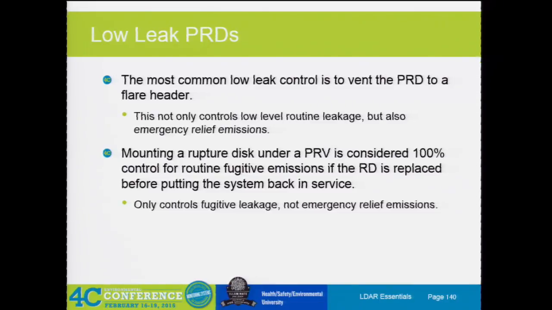So the most common low leak control is to vent the PRV to the flare header, or mounting a rupture disc under the PRV is considered 100% control. Like I was saying, you'll usually see those in conjunction with each other. It'd be a rupture disc followed by the PRV right after it.